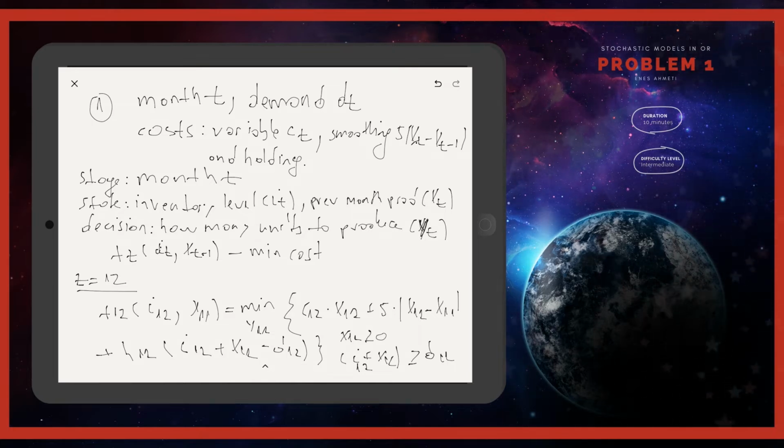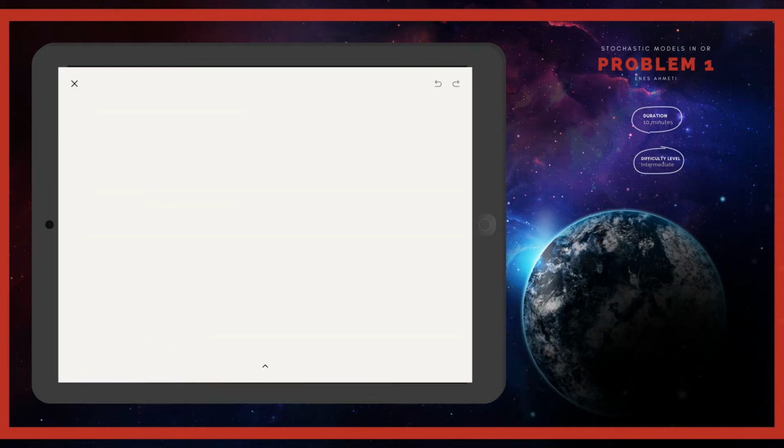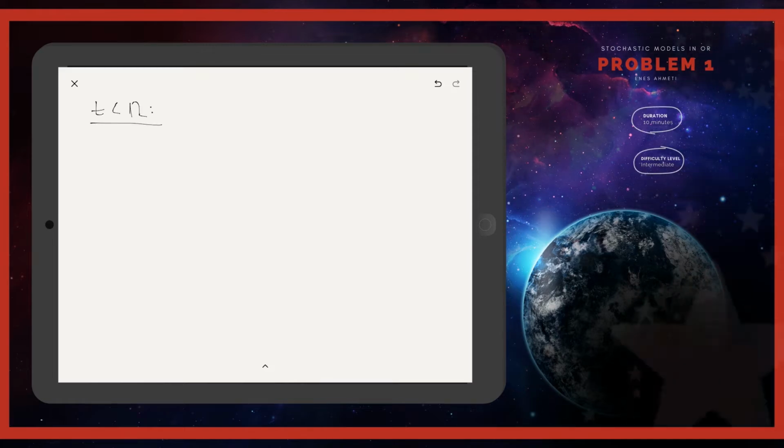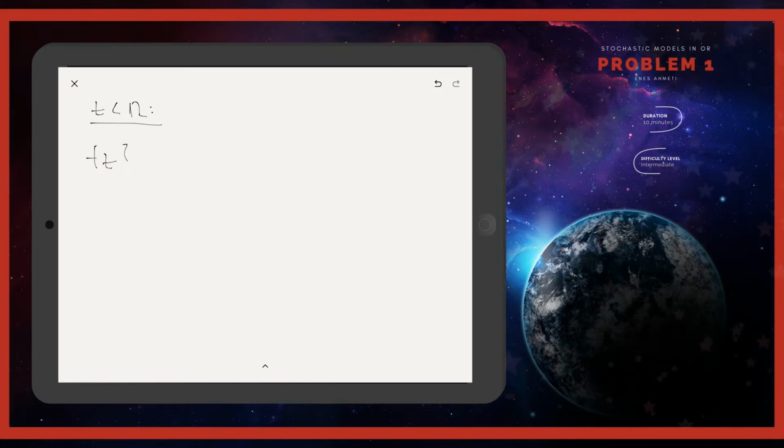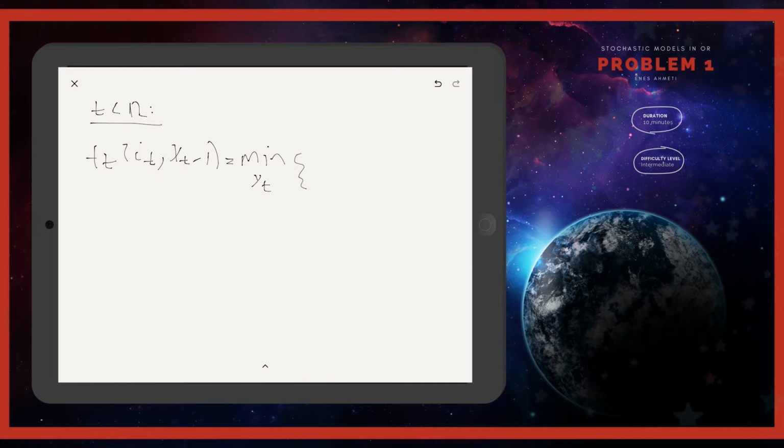But now suppose that we are dealing with the previous month. So suppose that T is smaller than 12, previous months. So FT, IT, and XT minus 1. We are dealing again with the minimization problem. This is YT. We are minimizing our Y. Again, so this is the general idea. What kind of a cost do I have? I have a per variable cost, a CT cost. And I will pay CT for each XT unit I produce.